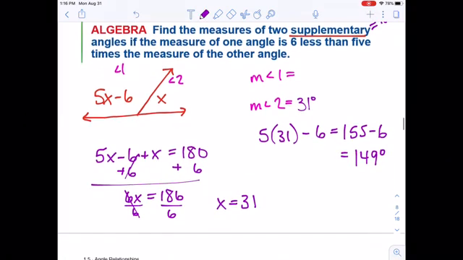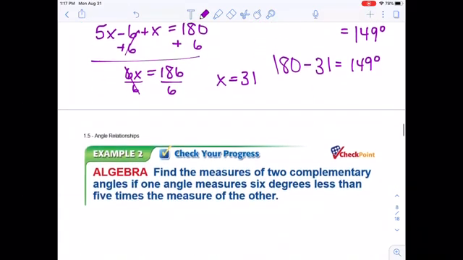And get 149 degrees. Or you can take 180, because we know they're supplements, and subtract 31, and we get the same solution. So either way you go about it, we are going to get 149 degrees for the measure of angle 1.